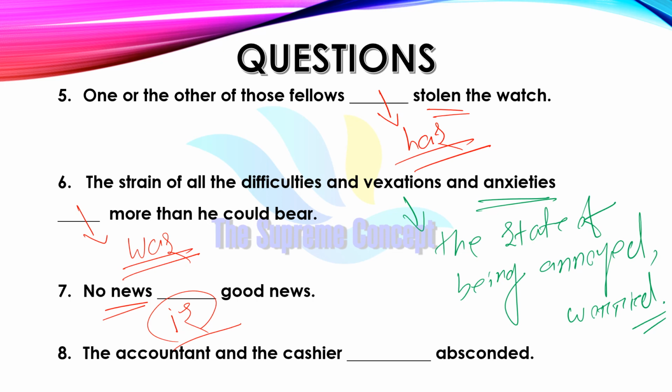All right, so here the answer will be "have". Okay, have absconded. Here, the accountant and the cashier are two different persons. So for that reason we used "have", the plural verb form, have absconded. And if you don't know what absconded actually means, absconded, okay, it means run away with the stolen money.